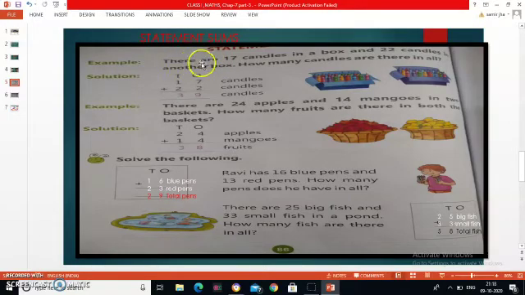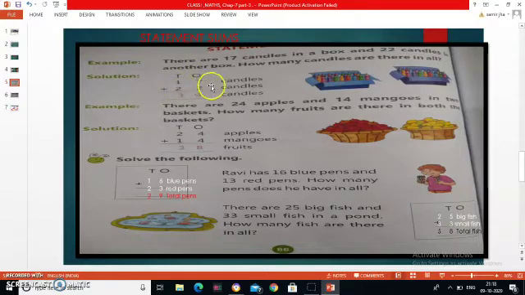Now look here, first example: there are 17 candles in a box and 22 candles in another box. So in one box there are 17 candles and in the second box there are 22 candles, wax candles. Now how many candles are there in all? Now what are they asking you? See, these questions have two parts. First part is here; underline with your pencil, 17 candles. So here you will write 17 candles. Now second, 22 candles in another box. So what will you write? 22 candles.